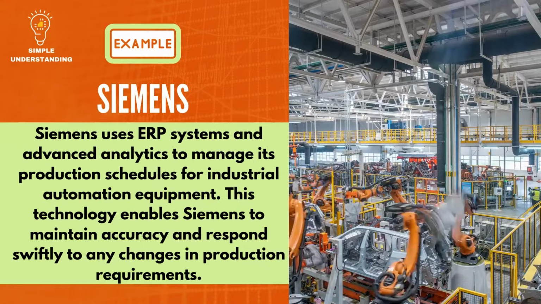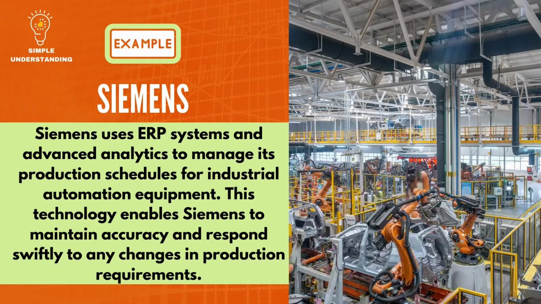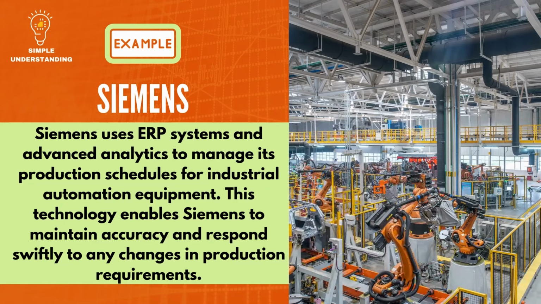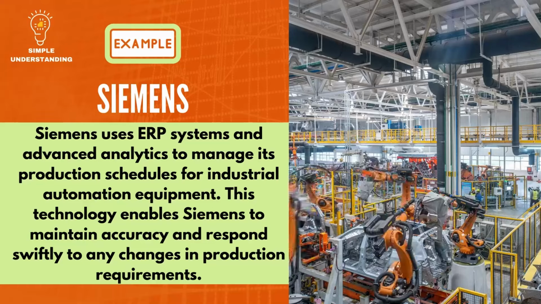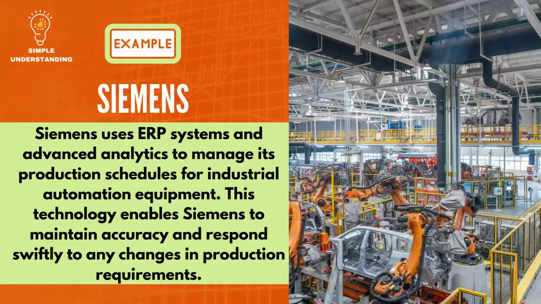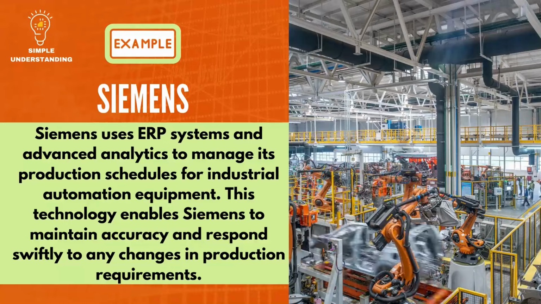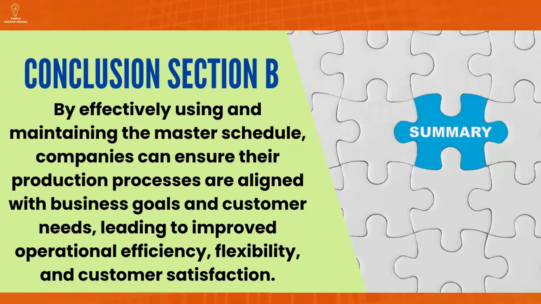Siemens uses ERP systems and advanced analytics to manage its production schedules for industrial automation equipment. This technology enables Siemens to maintain accuracy and respond swiftly to any changes in production requirements. Conclusion: By effectively using and maintaining the master schedule, companies can ensure their production processes are aligned with business goals and customer needs, leading to improved operational efficiency, flexibility, and customer satisfaction.